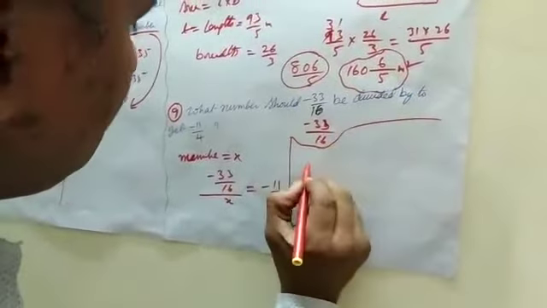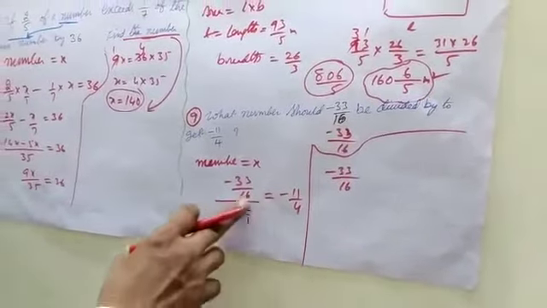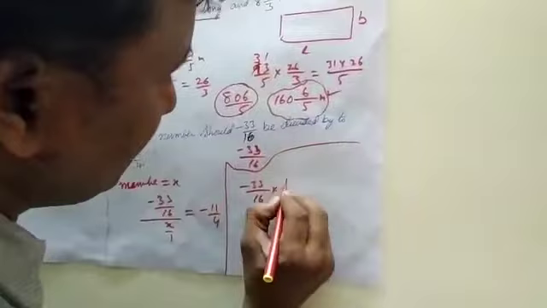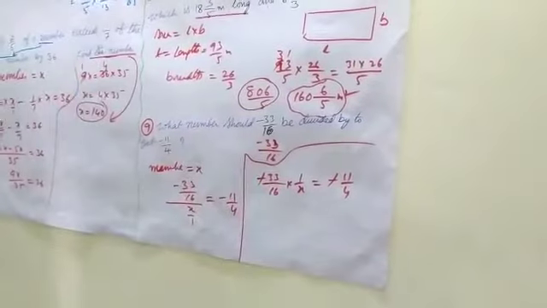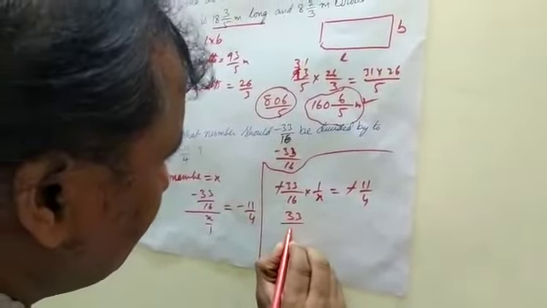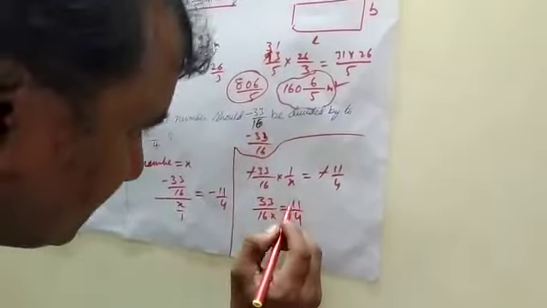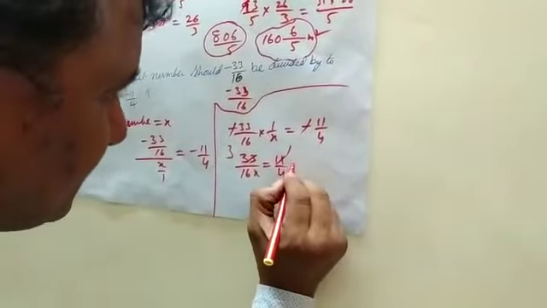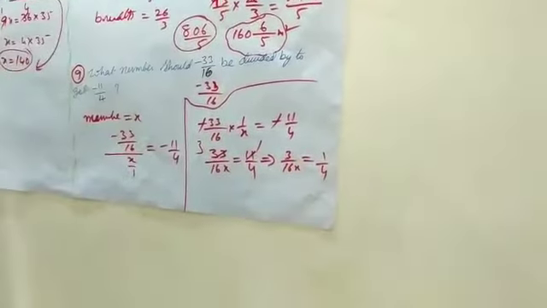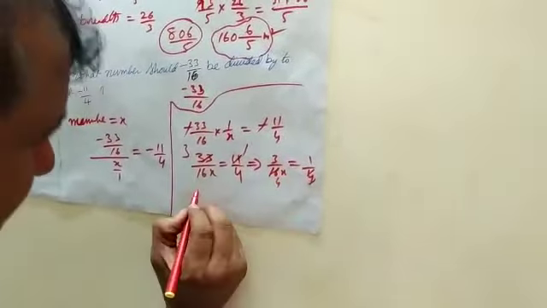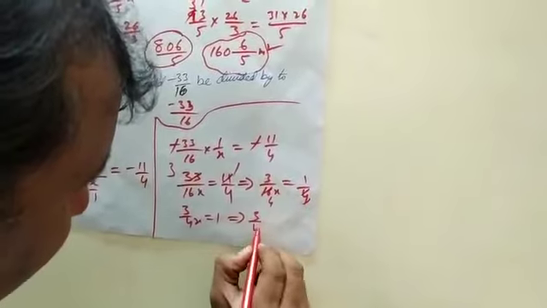Therefore minus 33 divided by 16, the x means x by 1. The denominator fraction is reciprocal. That means 1 by x is equal to minus 11 by 4. Minus gets cancelled. At the same time, 33 divided by 16x is equal to 11 by 4. 11 ones, 11 threes. That means 3 divided by 16x is equal to 1 by 4. 4 ones, 4 fours. Therefore 3 by 4x is equal to 1. That means 3 by 4 is equal to x.